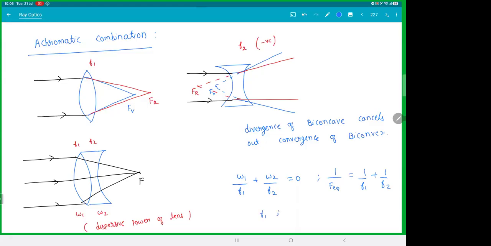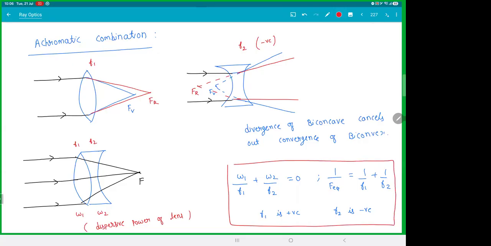And be careful, F1 is positive because it is biconvex, and F2 is negative. You have to substitute with the sign. Very important. Definitely remember this. In this entire prism topic, which I taught you, dispersion and all that stuff, if you can't remember it for some reason, at least remember this.